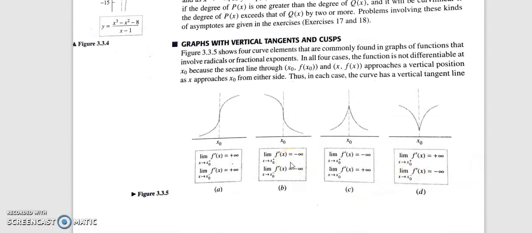Remember this when your slope is infinite. If the slope becomes infinite at some point, identify the limit of f dash, and look at the sign of the left limit and the right limit. So this will be the shape of your graph. In the coming classes we will see problems based on this.